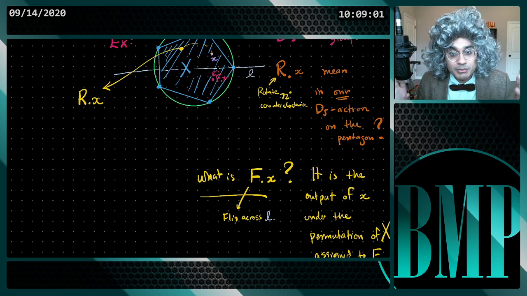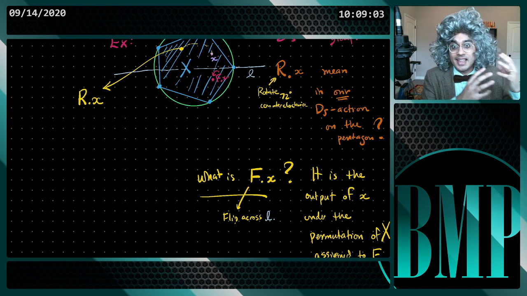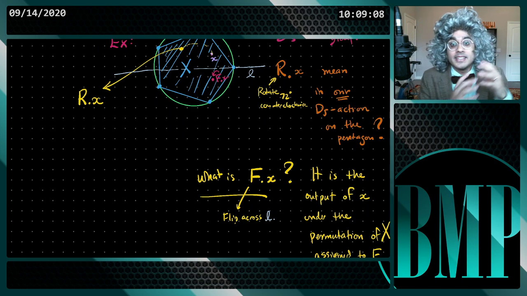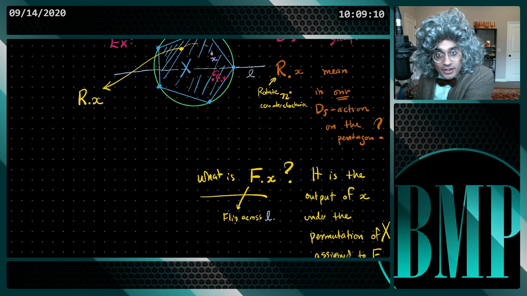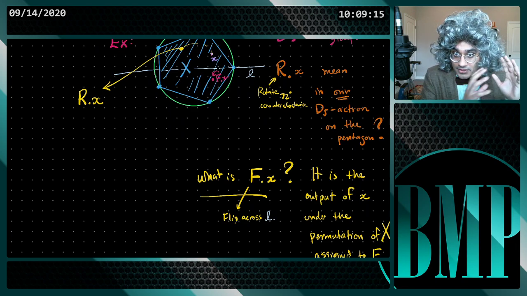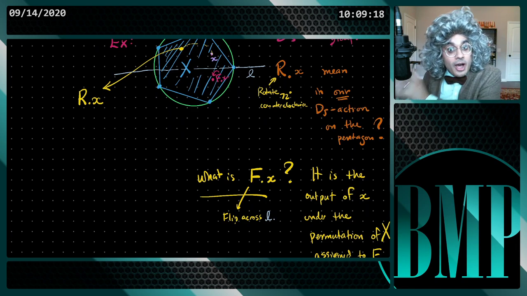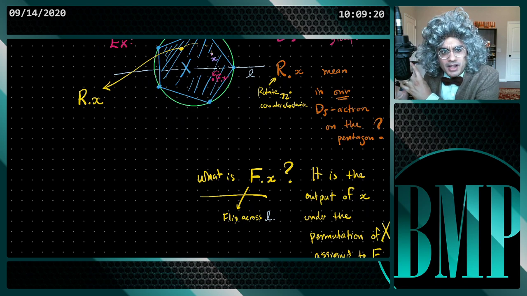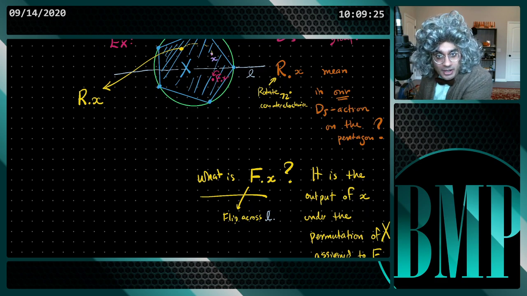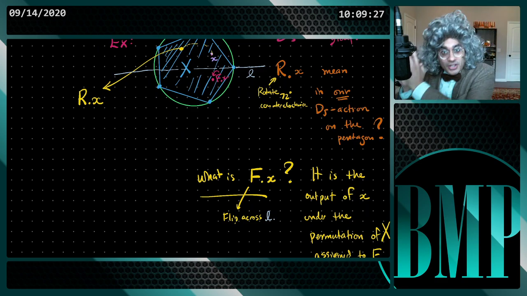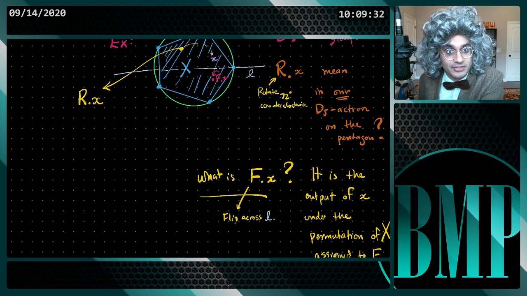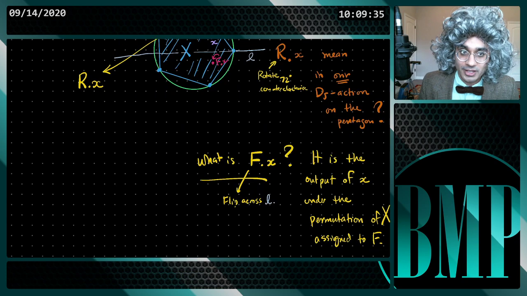What's the connection between D5 and the pentagon? The precise relationship is D5 acts on the pentagon. That's the relationship between the group and this object that immediately comes up in your mind when you think of D5. But the group is the group, and the object is the object, and the group acts on this object via symmetries of that object, permutations of that object. This is the language we're developing.